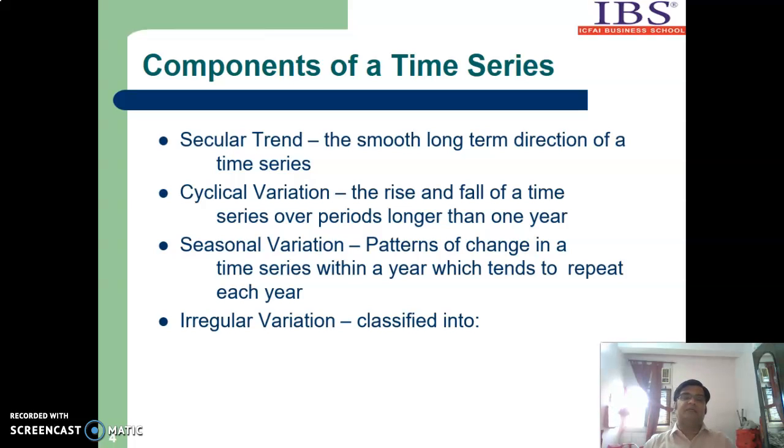Third is a seasonal variation, which is a very important component for this topic of time series. Let us understand seasonal variation. It's a pattern of change in a time series within a year, which tends to repeat each year. Just like if we talk about car sales in our country, every year in the month of Diwali or just before the month of Diwali, we will say October or November, we will find that the car sales are going high. So why is it happening so?